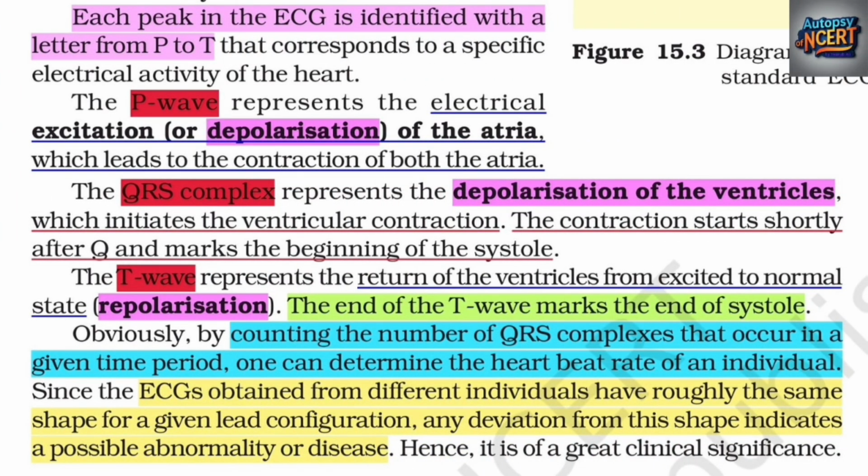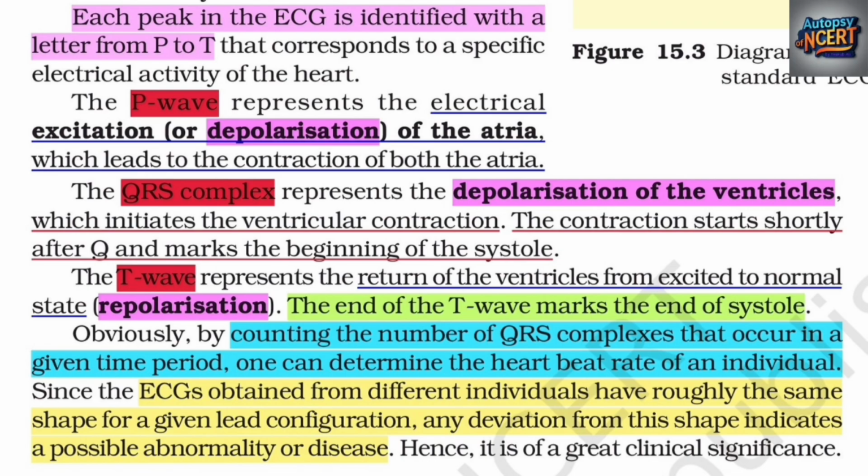Each peak in the ECG is identified with a letter from P to T that corresponds to a specific electrical activity of the heart. The P wave represents the electrical excitation, or depolarization, of the atria, which leads to the contraction of both the atria. The QRS complex represents the depolarization of the ventricles, which initiates the ventricular contraction.